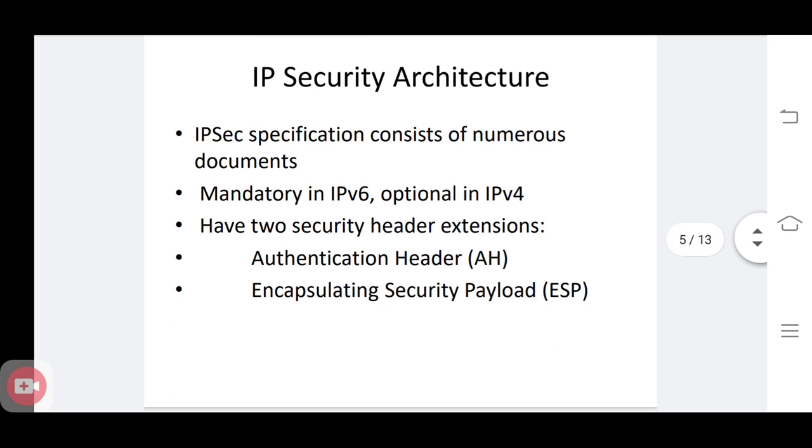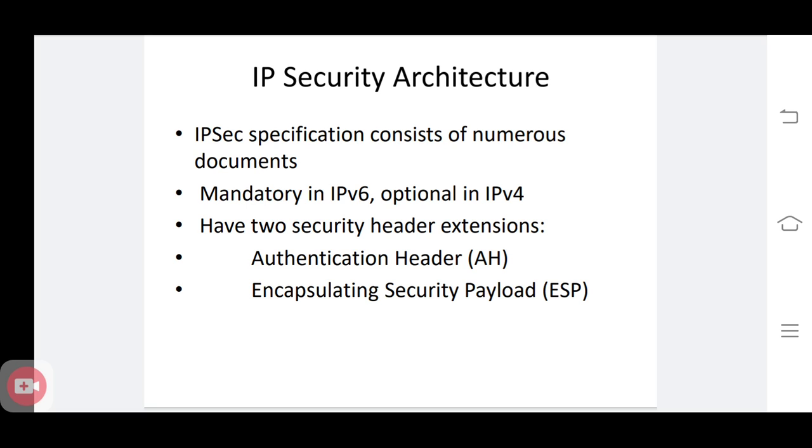Next one, what is the IP security architecture? The IPsec specification consists of numerous documents like RFC 2401, RFC 2402, RFC 2406 and 2408. These are all the IPsec documents. So the IP security architecture mainly contains a number of documents, known as the IPsec specification. They are mandatory in IPv6 and optional in IPv4. It has two security header extensions. One is the authentication header and the other is the encapsulating security payload.